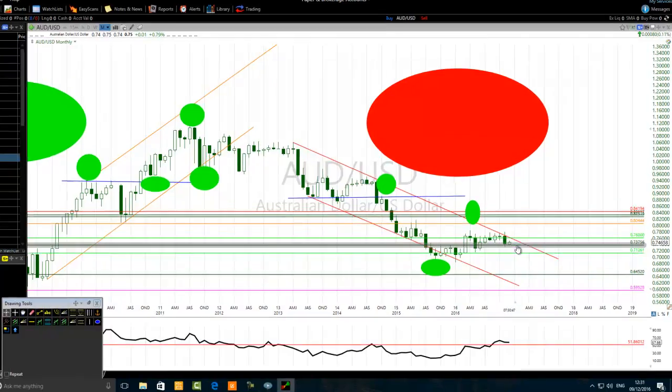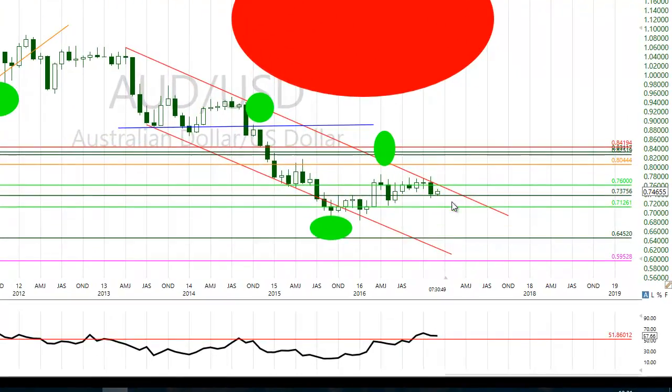So the top of this current consolidation is 0.7600.